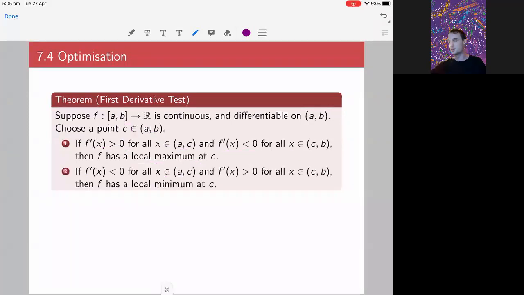Of course, the same is true in reverse. If, on the other hand, the derivative is negative before c and happens to be positive after c, then you're dealing with a local minimum.